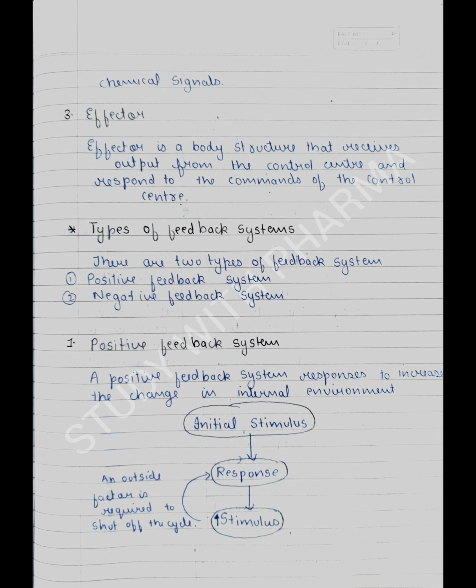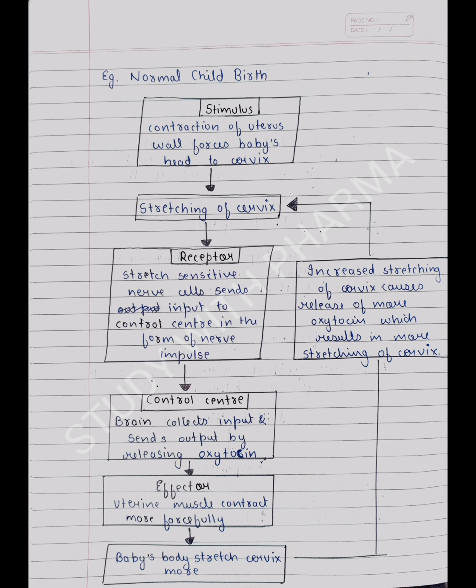We will understand this by an example. During childbirth, there is contraction in the uterus wall causing stretching of the cervix. Now, the receptor, which is stretch-sensitive nerve cells, sends input to the control center. Then the control center, which is the brain, collects input and sends output by releasing oxytocin. After release of oxytocin, the effector receives output and responds by contracting uterine muscle more forcefully. Due to increase in stretching of the cervix, more oxytocin is released, which results in more stretching of the cervix.